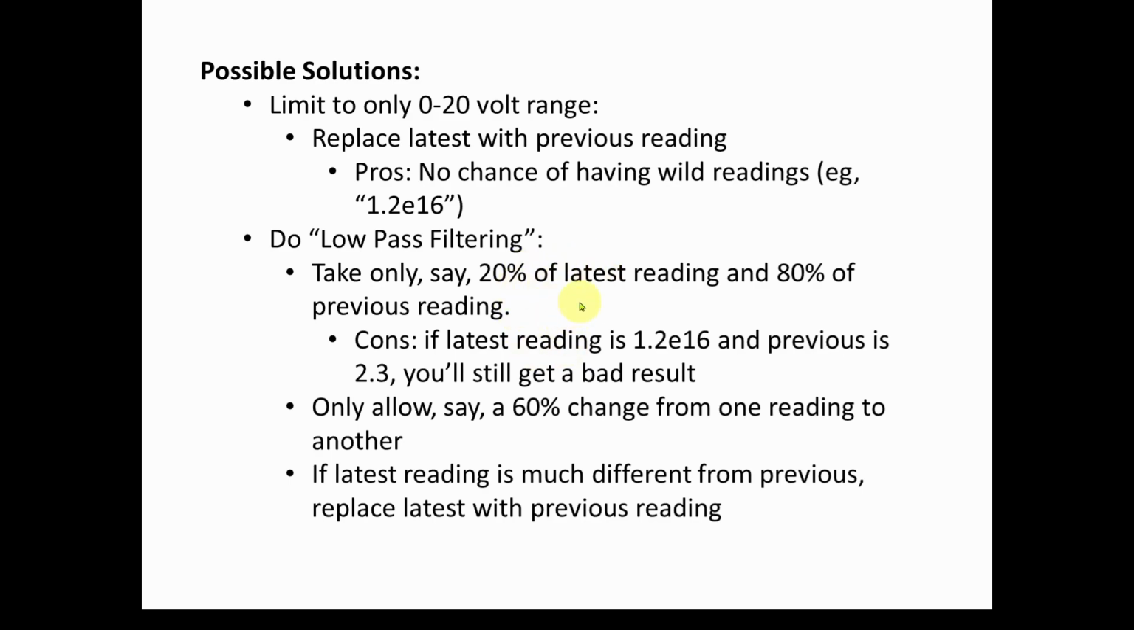So you're going to have to look at multiple solutions, like limit to just 0 to 20 volts and maybe do some filtering. Another way, instead of filtering, is to allow only a 60% change from one reading to another. If reading 2 is within 60% of reading 1, it's okay. Otherwise, you're just going to take the previous reading. So there's a bunch of different ways that you can filter out the data to get rid of bad readings. And again, if the latest reading is much different from the previous, replace the latest with the previous. So there's a bunch of different ways you can handle this.